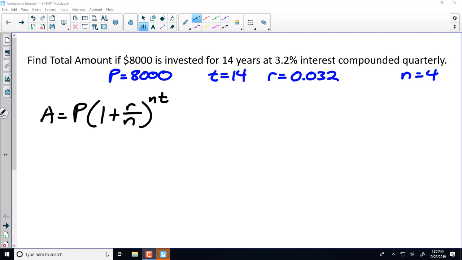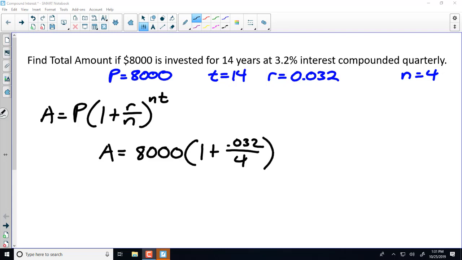So let's do this. A is going to equal 8,000, 1 plus 0.032, all over 4, and up here we're going to have 4 times 14. Okay, now some calculators you can just put this all in at once, and if you want to do that, that's fine. But here is kind of the safer way to do it.